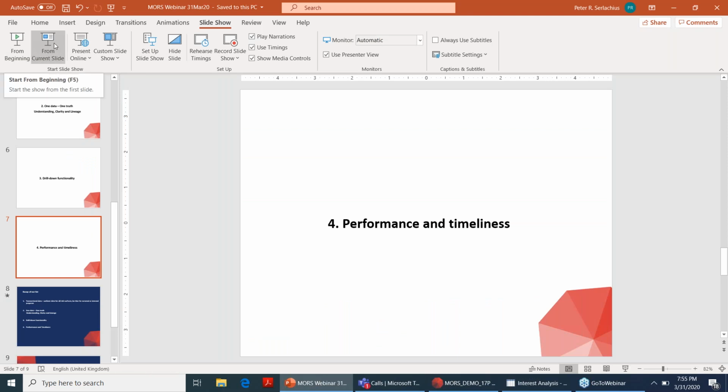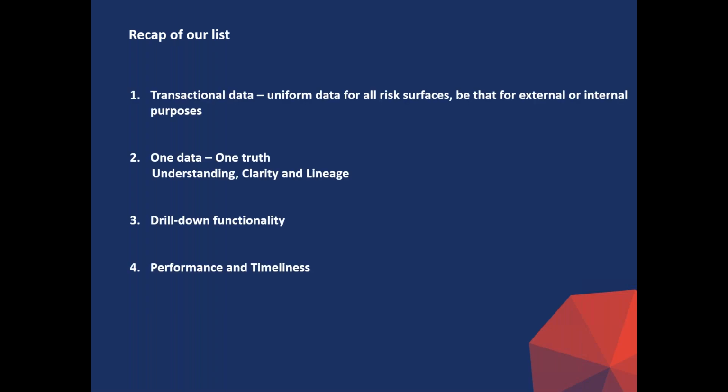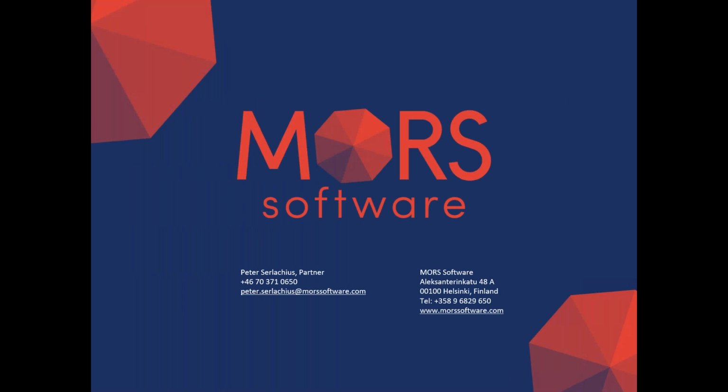Let's go back to our list and go through it once more. So here's a short recap. Transactional data, uniform data for all risk surfaces, one data, one truth, drill down functionality, performance, and timeliness. So real-time capability is very important. This is the list. My name is Peter Salakius. I hope you enjoyed this.